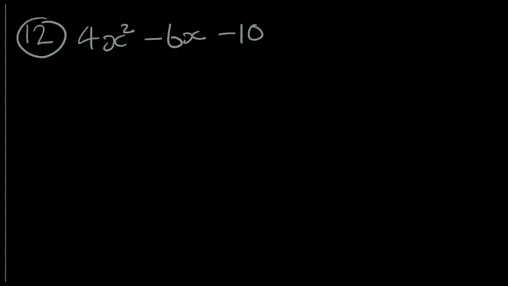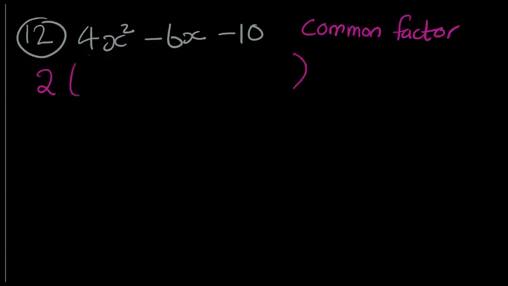Question 12, 4x squared minus 6x minus 10. So the first thing I'm going to do is I'm going to look for a common factor. I know that the number 2 can go into 4, 6, and 10. So if I take 2 out, then I say 2 times 2 equals 4. 2 times 3 equals 6. And 2 times 5 equals 10.